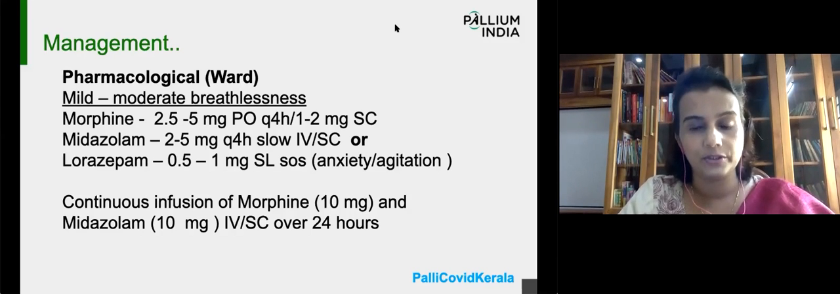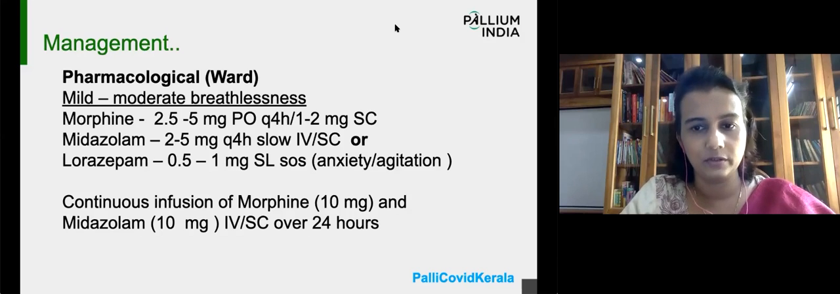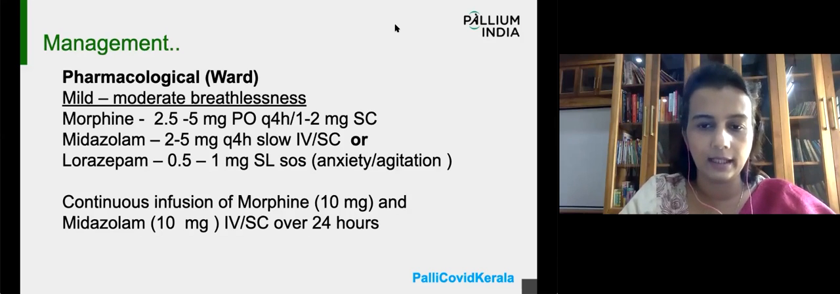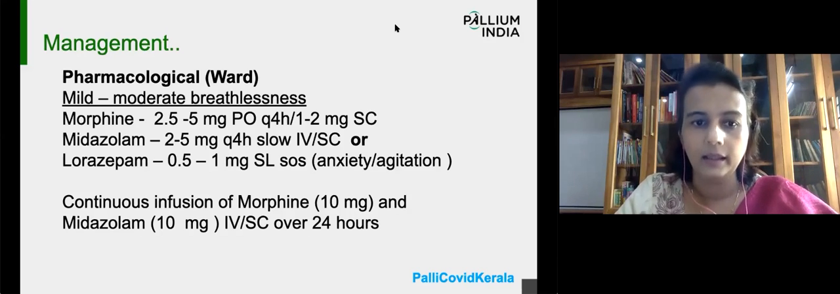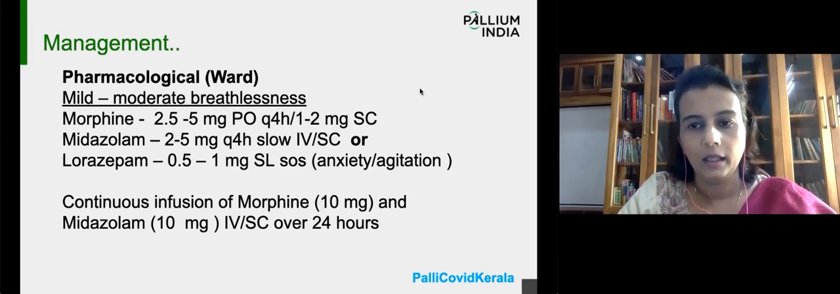If there is any provision available in your setting to start a continuous infusion, it's always better to start a continuous infusion of morphine, which can be given as IV and subcut, and you can combine morphine and midazolam together, 10 milligram of morphine and 10 milligram of midazolam over 24 hours. Now, why do we use morphine?